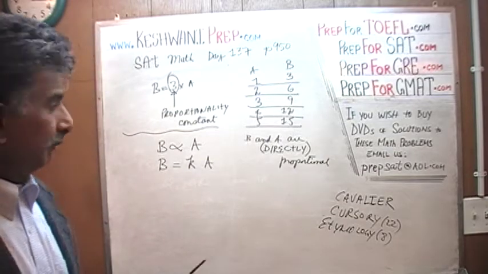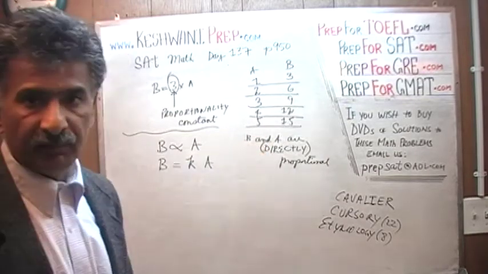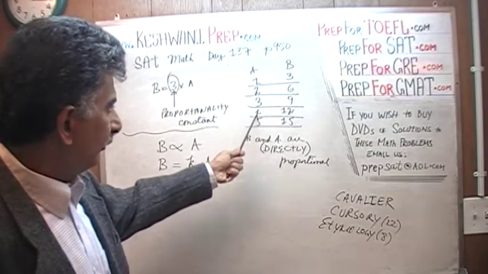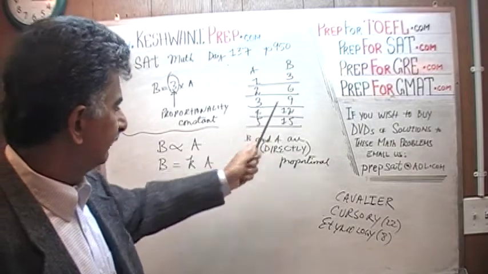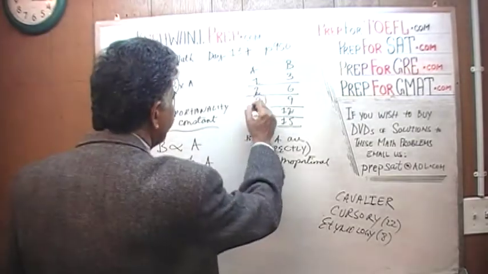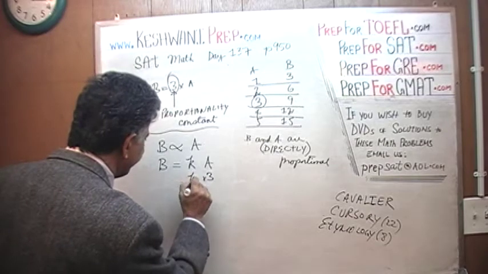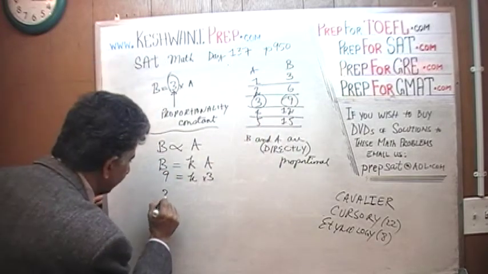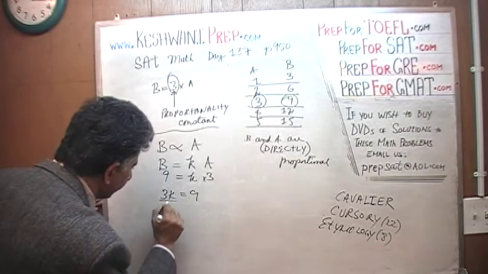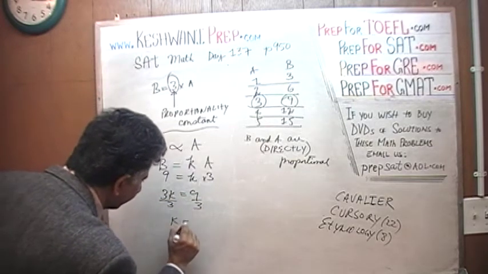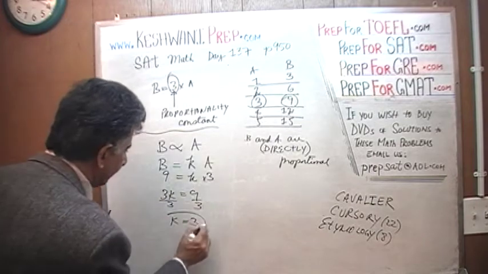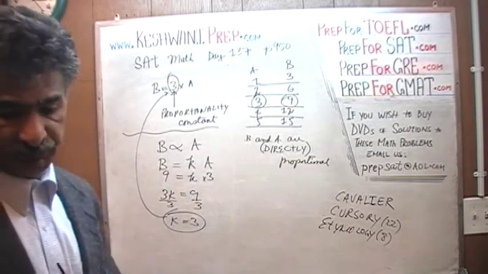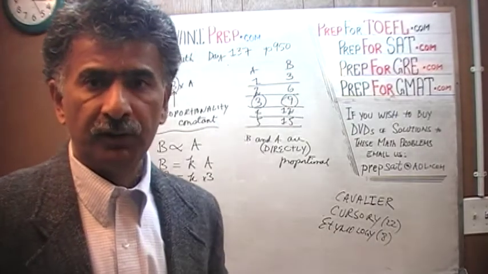Well, it's very simple. By taking any one of these observations, we can find the value of k. For example, when A is 4, B is 12. When A is 3, B is 9. So when A is 3, B is 9, which means 3 times k equals 9, which means if we divide both sides by 3, k must equal 3, which is exactly what we found here. K equals 3. This is called the proportionality constant.